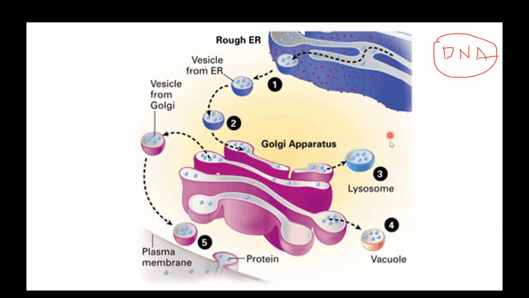If I wanted to make a protein that was just floating in the cytoplasm, I could skip all this and I would just go DNA, mRNA, free ribosome in the cytoplasm, create a polypeptide, and it folds up and then it starts working.